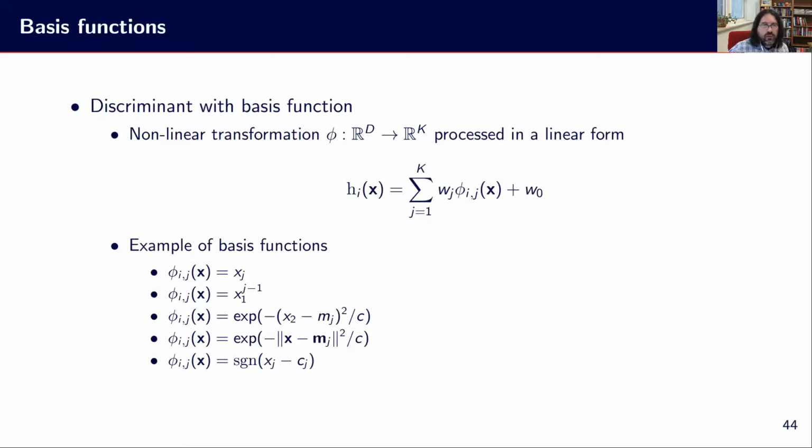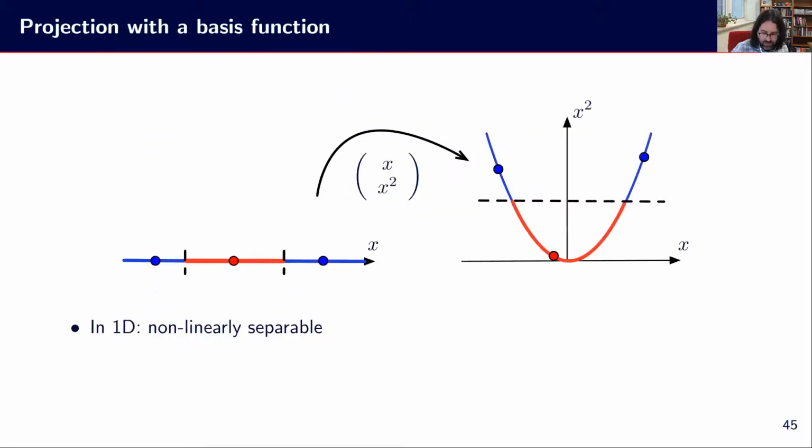There are many examples of basis functions. The first one is just the identity, because it's doing nothing, just keeping the data in the same space. But the other ones are examples of different manipulations we can make on the input space to project it into a new space. These are valid basis functions. If we look at this in 1 dimension, let's assume a really simple case, a non-linearly separable example in 1D. So the equivalent of XOR, but in 1D.